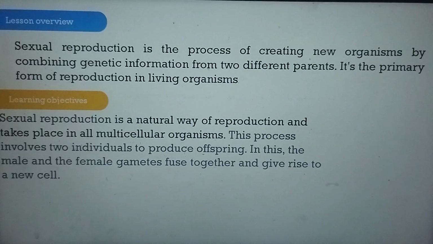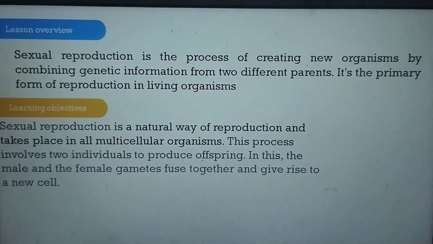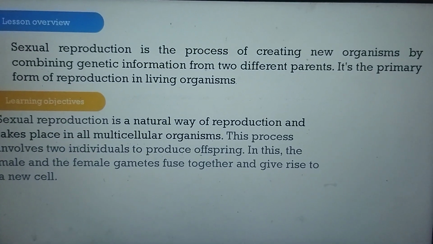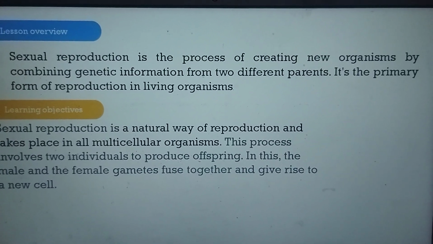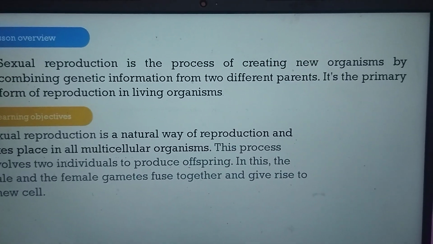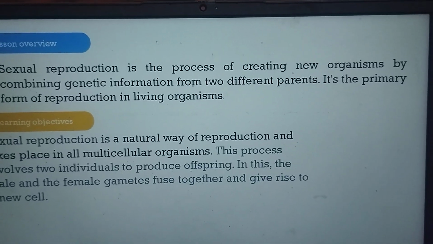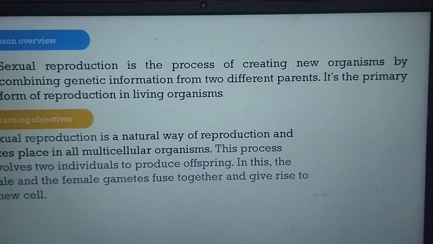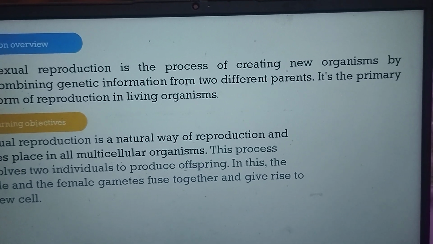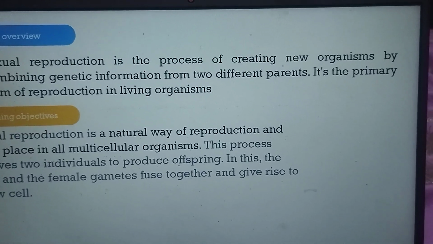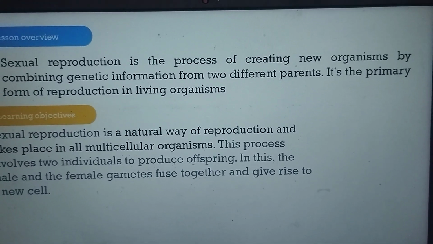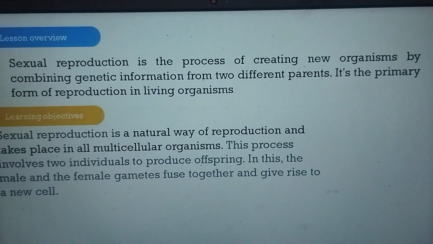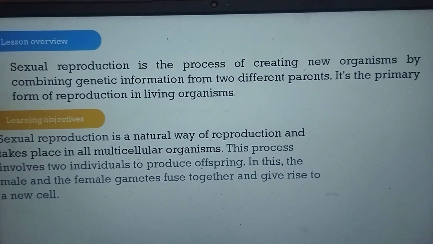Sexual reproduction is a process of creating a new organism. That means combining genetic information from two different parents, which is a form of reproduction in living organisms. Now, the point they are making is genetic information from two different parents, that is, from male and female. The male provides sperm and the female provides an egg.